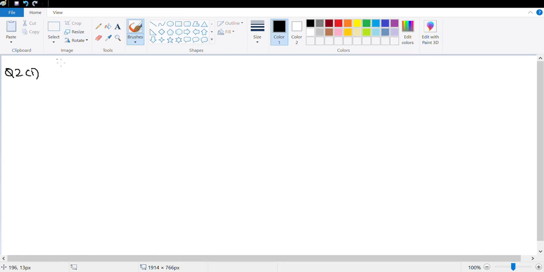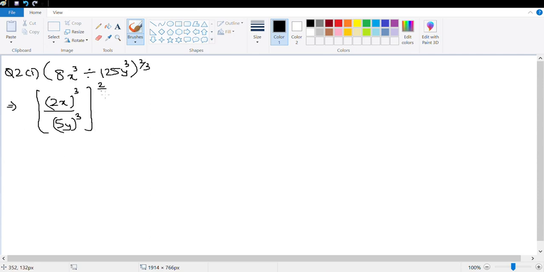So let's solve this question. Question 2, part 1 is (8x cubed divided by 125y cubed) raised to the power 2 by 3. We need to simplify this. So I can write 8x cubed as (2x) whole cube divided by (5y) whole cube. (2x) whole cube is 8x cube, (5y) whole cube is 125y cube. So this is this, and in the power is 2 upon 3.